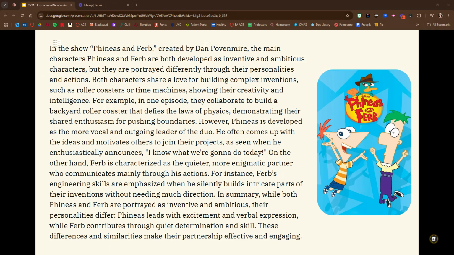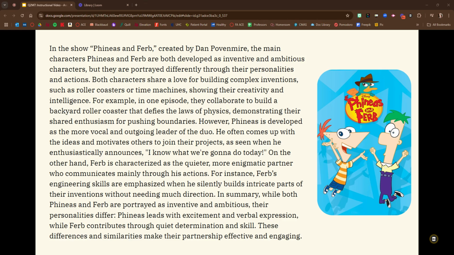On the other hand, Ferb is characterized as the quieter, more enigmatic partner who communicates mainly through his actions. For instance, Ferb's engineering skills are emphasized when he silently builds intricate parts of their inventions without needing much direction. In summary, while both Phineas and Ferb are portrayed as inventive and ambitious, their personalities differ. Phineas leads with excitement and verbal expression, while Ferb contributes through quiet determination and skill. These differences and similarities make their partnership effective and engaging.